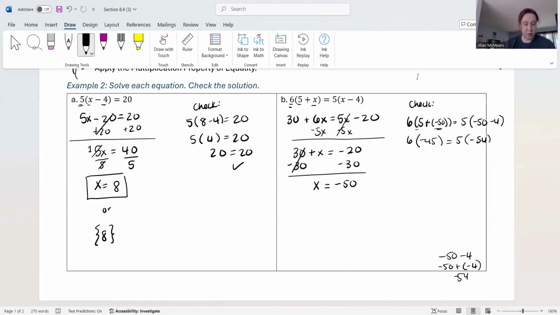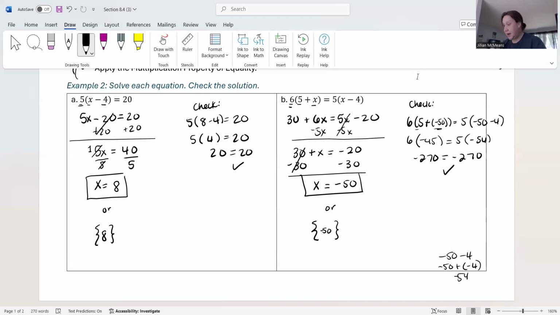Now, I'm not going to do the side work for 6 times negative 45. I get negative 270. I'm also not going to do the side work for negative 54 times 5. But I get on my calculator negative 270, so everything checks out. We can say with confidence that x is equal to negative 50, or we can make it fancy and do solution set notation. So remember, solution set notation is curly braces, and then you just put the number for x inside. So both of these say the value that satisfies the equation is going to be negative 50.